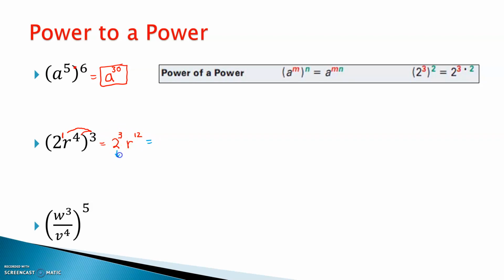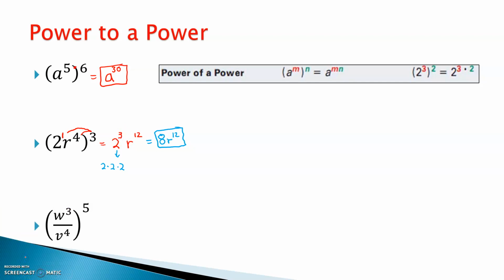What does 2 to the third power really mean? That means 2 times 2 times 2. Well, what's 2 times 2? That's 4. 4 times 2 is 8. So I want to rewrite this as 8r to the 12th. This right here, guys, would give you full credit. You simplified completely that 2 to the third power. All right. Now the last one here.